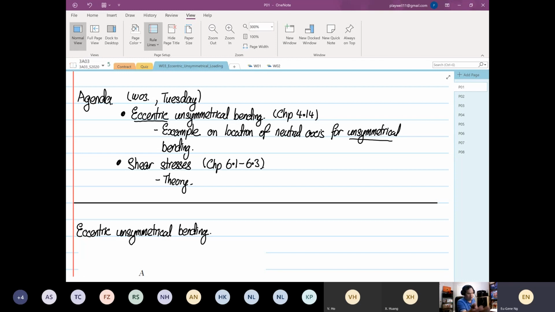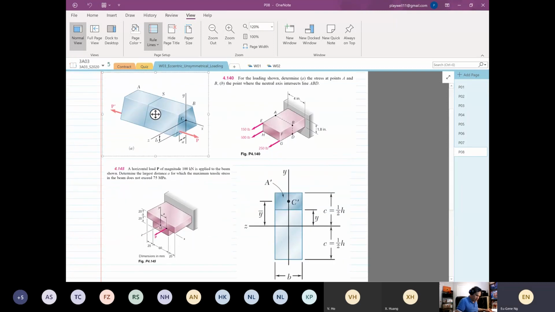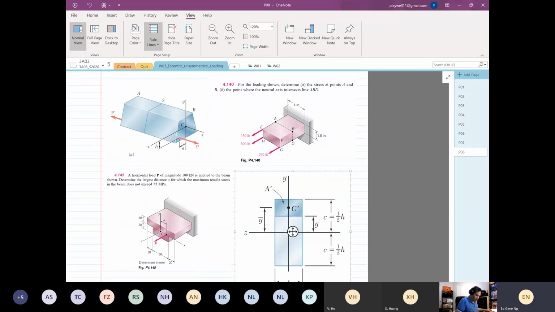It's confusing because there's a lot of rules to apply, but I have summarized the rules for you, so hopefully you will find it easy. Then I also uploaded some images on Avenue. If you go into Avenue, you'll see this page, and I hope you will download the images. These are the images that we're going to use today for the lecture. Right. So now we're going to look at unsymmetrical, eccentric unsymmetrical bending.